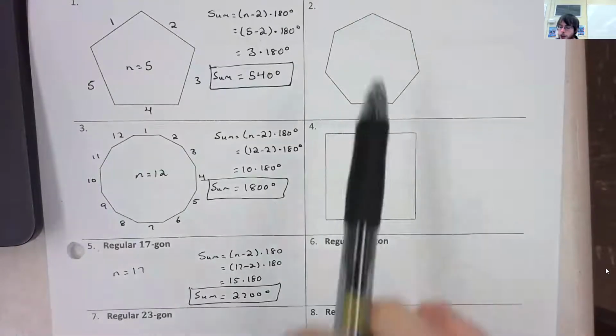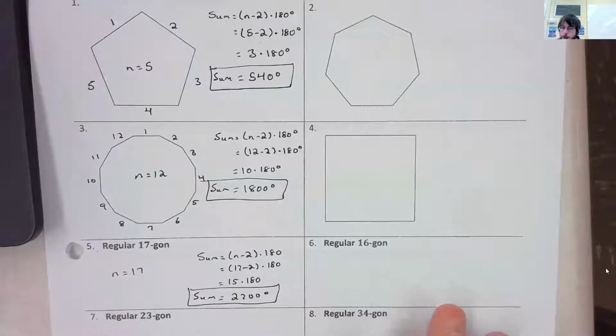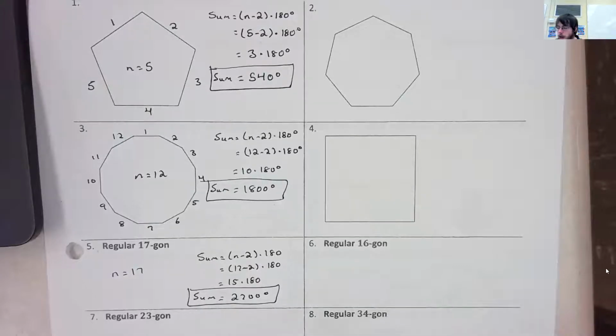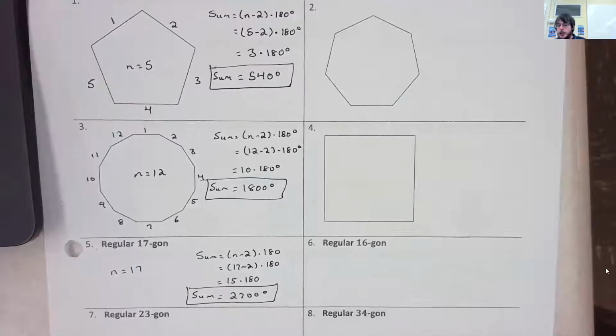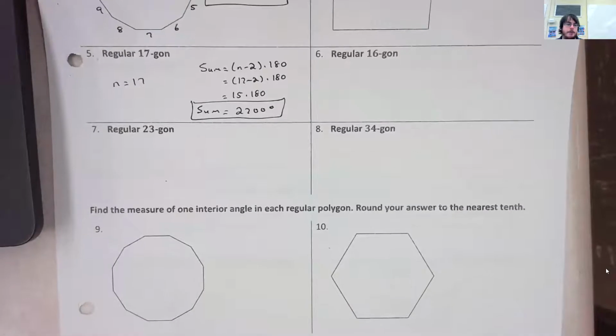So you can try numbers 2, 4, 6, 7, and 8 on your own and check it with a key that's posted with this video on the Google Classroom page. So let's look at the next set of examples. We're going to do 9 and 10 together.